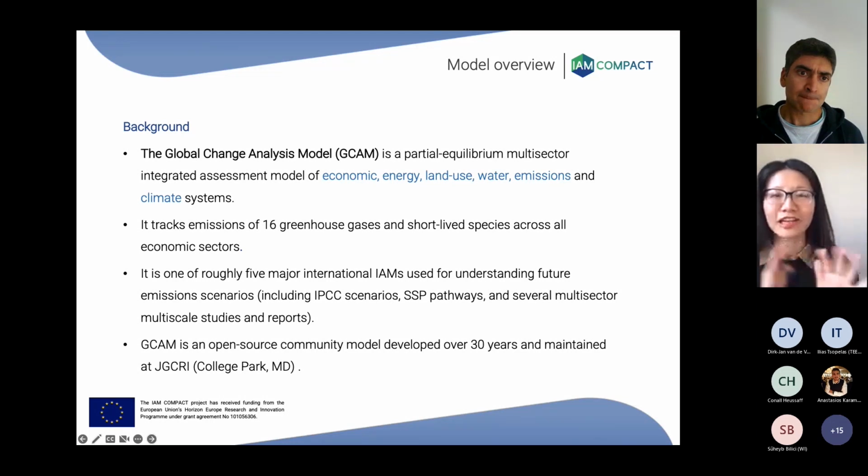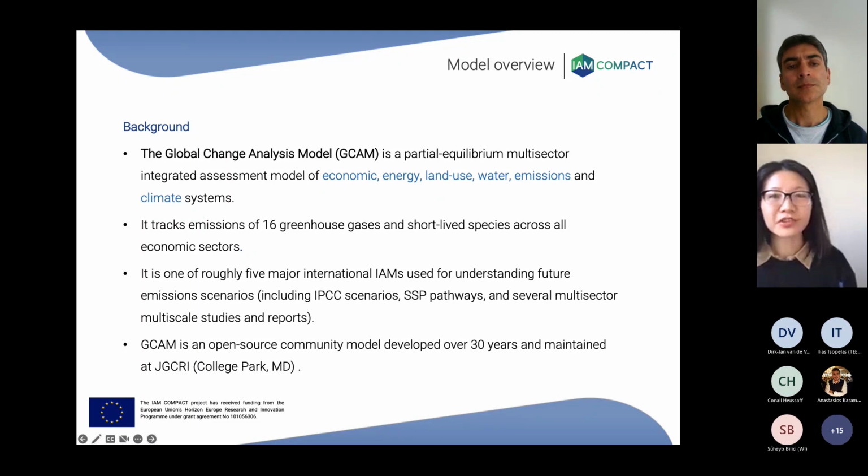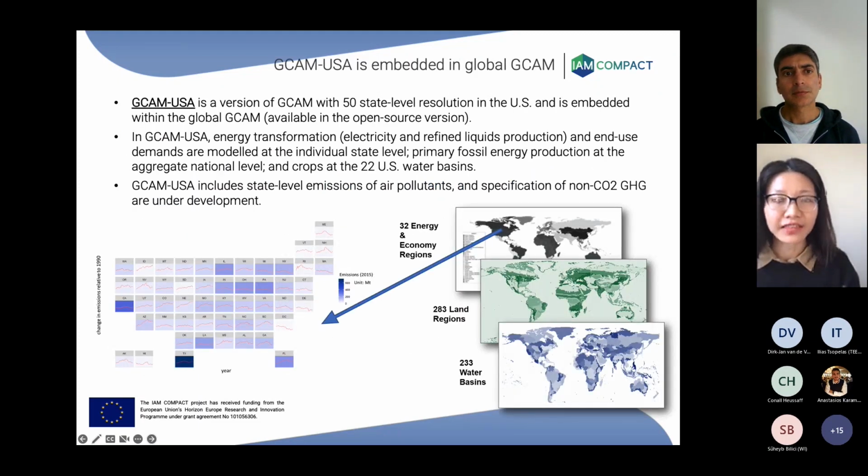So it shares a lot of similarity in structure, what it does, how it's designed, and how it is maintained. I just want to pull out some high level important information about GCAM: it is an integrated assessment model, tracks all the greenhouse gas emissions, produces long-term scenarios, and is maintained as an open source community model. GCAM USA specifically is a version of GCAM with 50 state level resolution in the United States, but it's also part of the global GCAM.